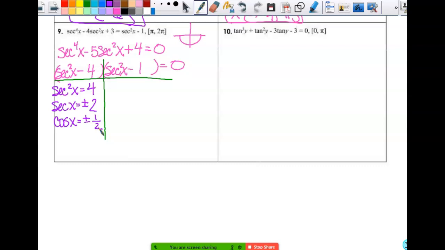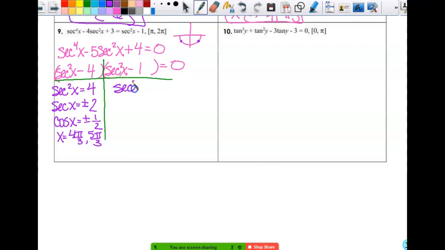So cosine is negative here and positive here. So when cosine is 1/2, that's a pi thirds angle. So I need my pi thirds angle from quadrants 3 and 4. What's my third quadrant one? 4 pi thirds, and then 5 pi thirds.